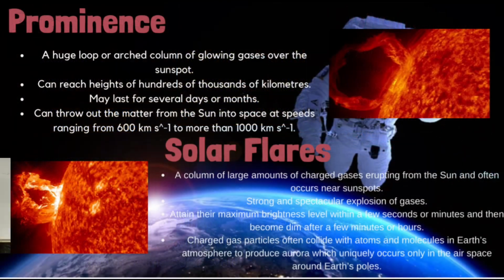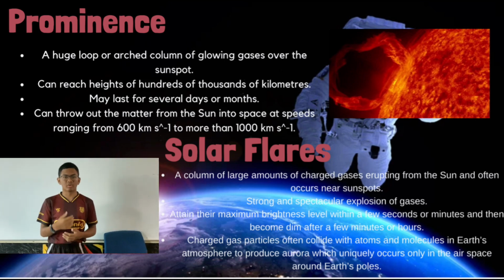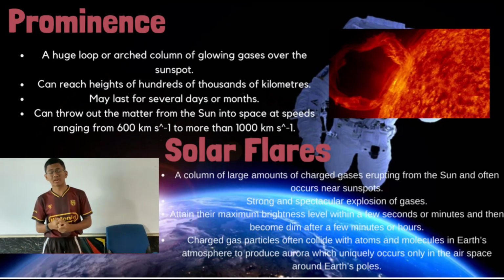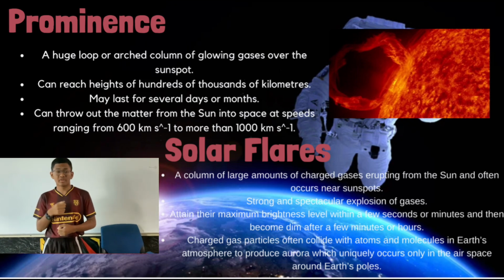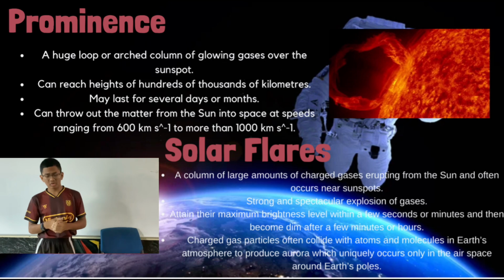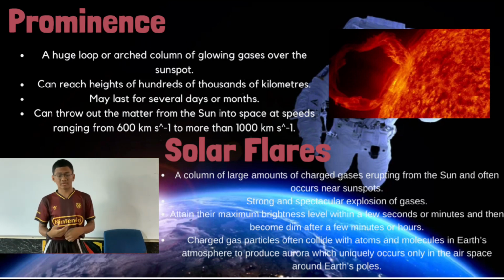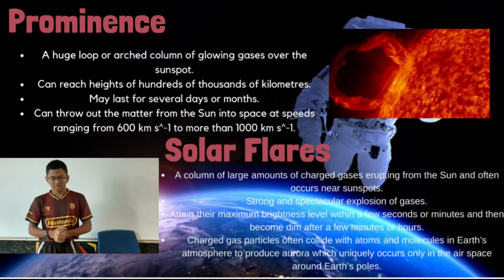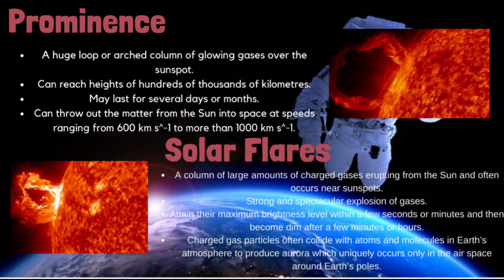Then we have prominence. Prominence is a huge loop or arc of glowing gases over the sunspot. It can reach heights of hundreds of thousands of kilometers and may last for several days or even months. It can throw matter from the sun into space at speeds ranging from 600 km per second to more than 1000 km per second.